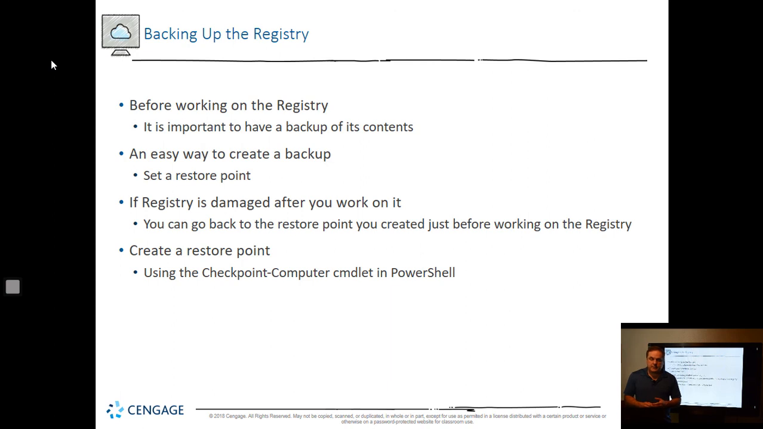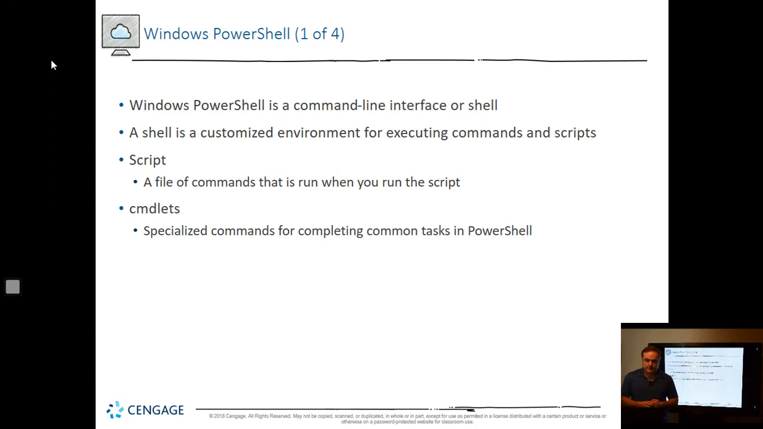Before working on the registry, it's important to have a backup of its content. It's really an easy thing to do. You can just right-click at the top level of the registry and back it up. Now, it's a fairly large file size, so if you don't want to back up the entire registry, and just want to back up the key that you made a change to, you can right-click on that key or subkey and back that up. That'll be a much smaller amount.